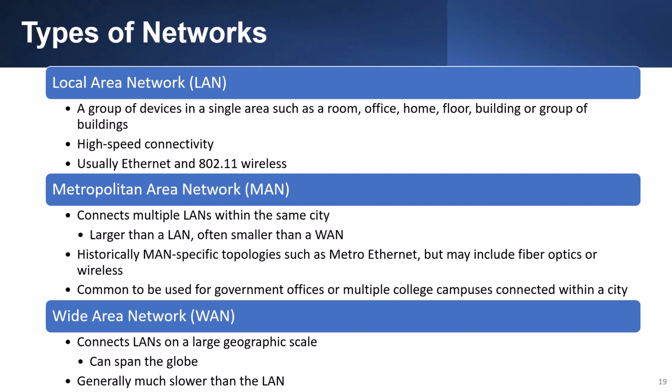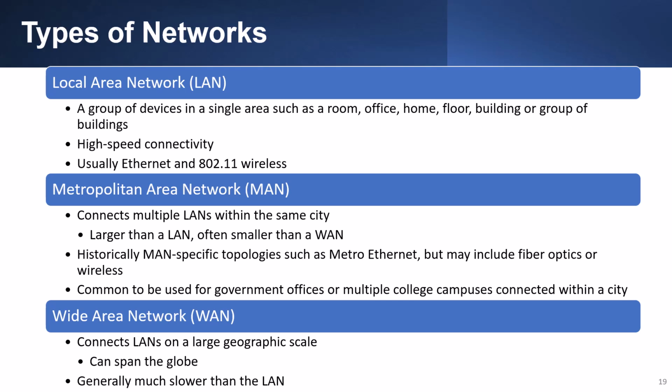The most common types of networks include LANs, MANs, and WANs. A local area network, or LAN, is a group of devices in a single area, such as a room, office, home, floor, building, or group of buildings. It has high-speed connectivity and includes Ethernet and 802.11 wireless.